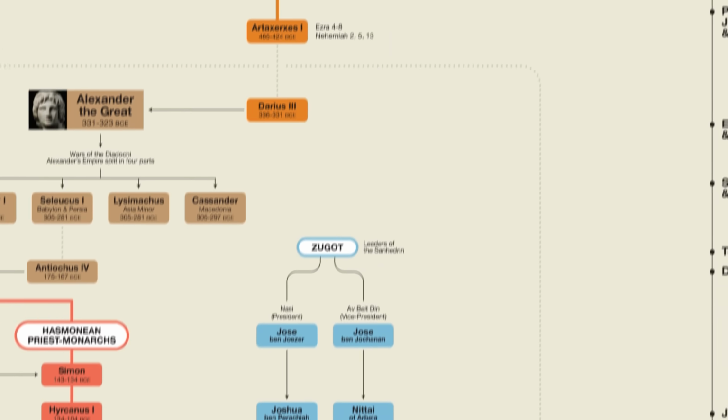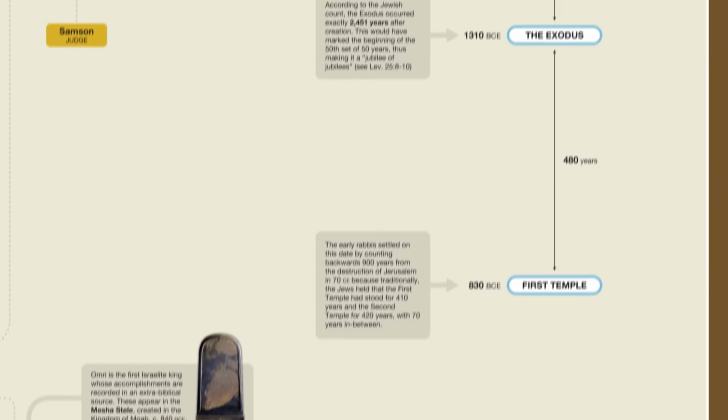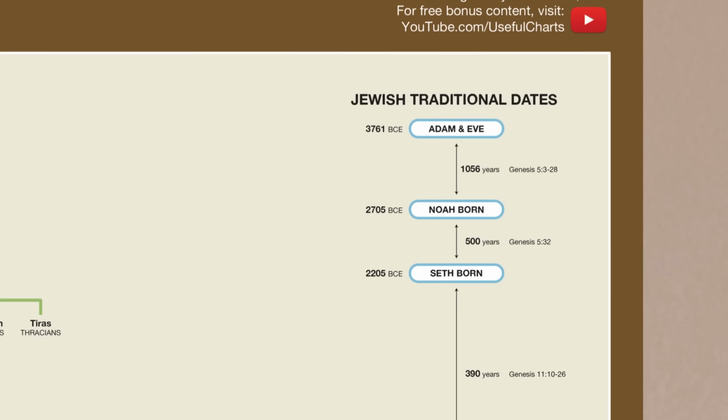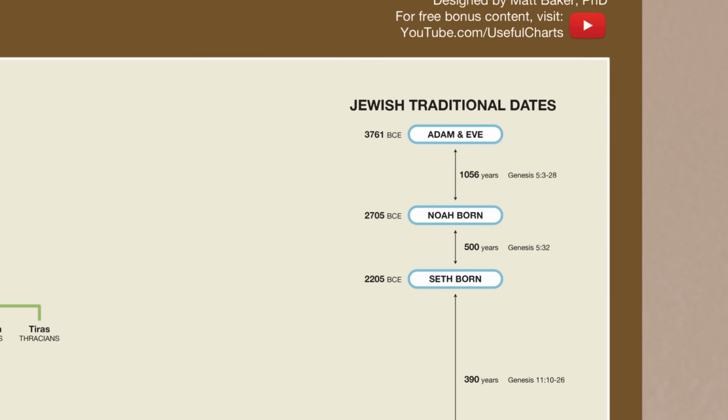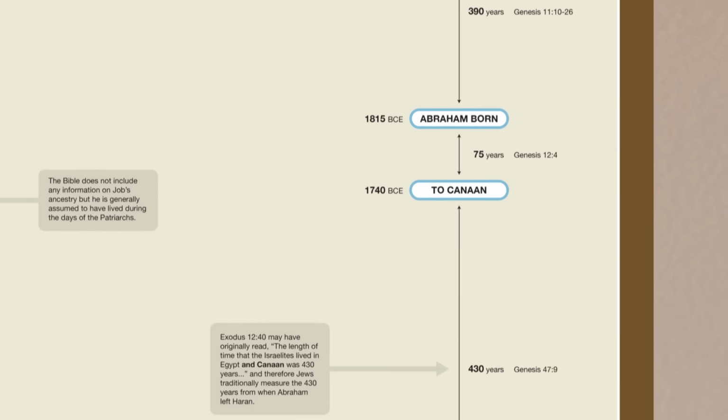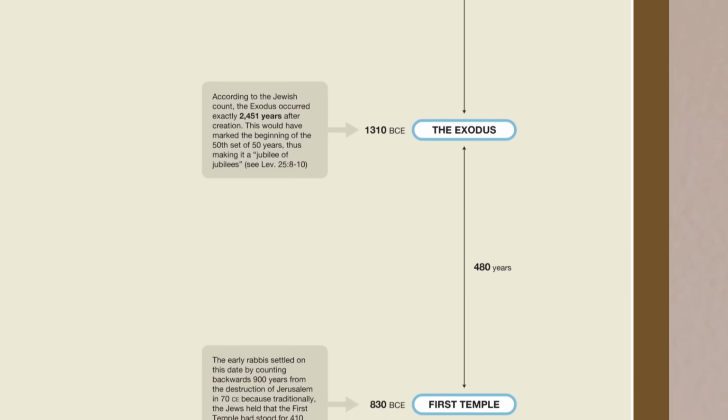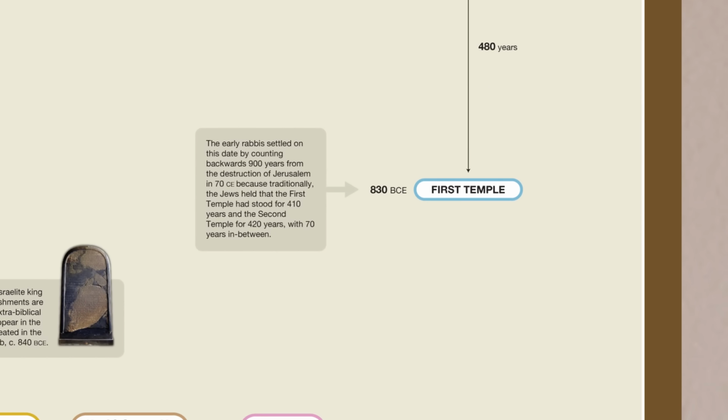Okay, the last thing I want to do is explain why the Jewish traditional dates, shown on the top right of this chart, differ from the Christian literalist dates, shown on the top left. Basically, the Jewish calendar is based on the year 70 CE, which, as I just mentioned, was the year that the Second Temple was destroyed. According to Jewish tradition, the Second Temple stood for 420 years, and the First Temple for 410 years, with 70 years in between. This gives us a total of 900 years, which places the construction of the temple in the year 830 BCE, which is more than 100 years off the date I mentioned earlier.